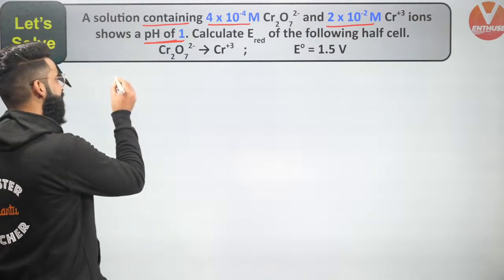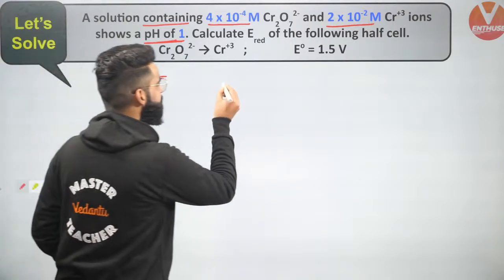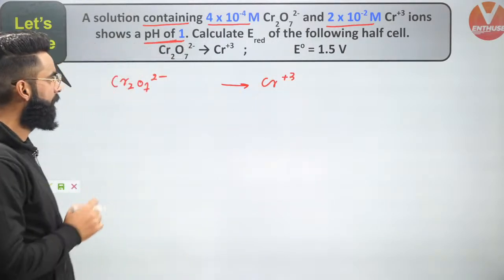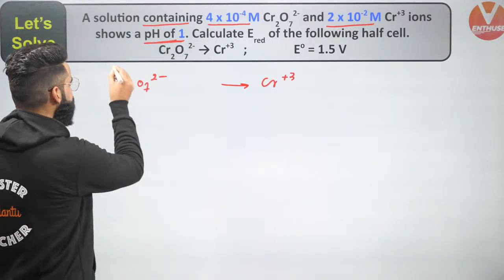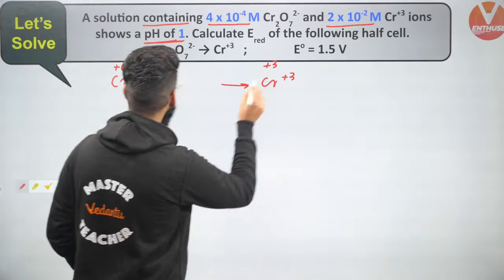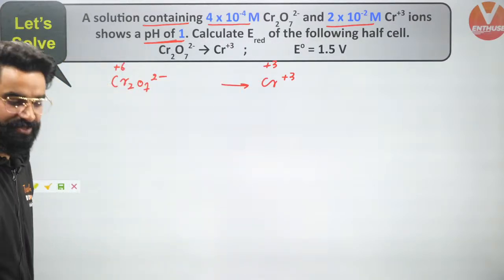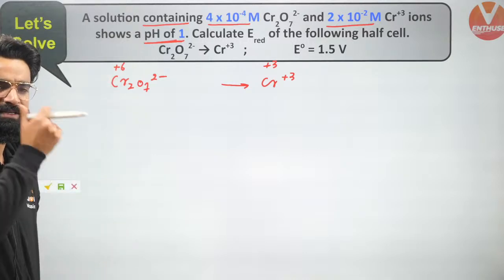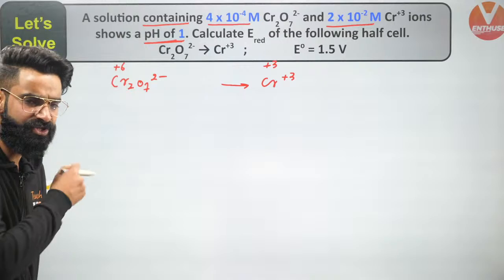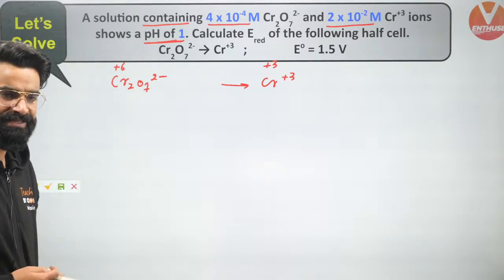See guys, the reaction which is given to me, that is Cr2O7 dinegative, is getting converted to Cr plus 3. First of all, the oxidation state of chromium here is +6, and here it is +3. Is the oxidation state of chromium increasing or decreasing? It is decreasing. A decrease in the oxidation state is what we call reduction, and reduction simply means gain of electrons.